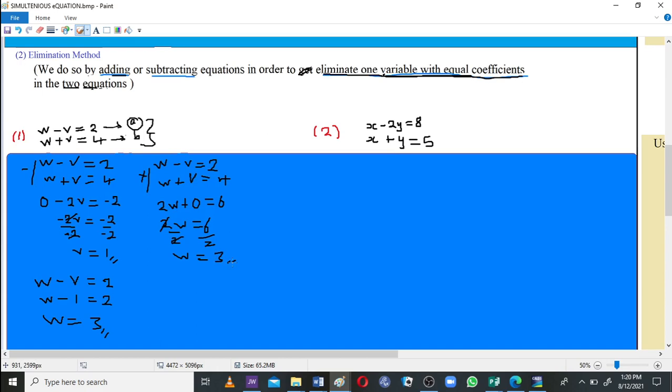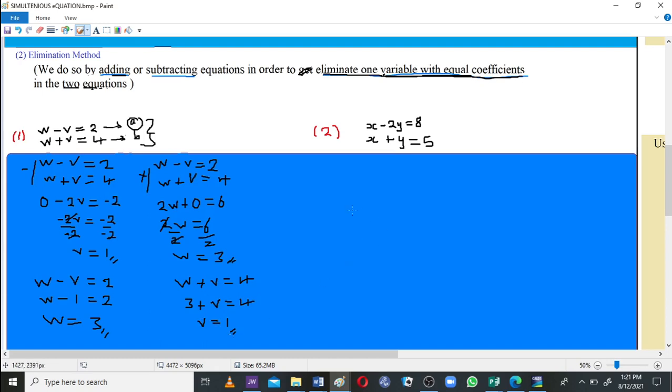So whether you decide to add or subtract here in order to eliminate one variable depends much on you, but you are going to find the same answers. Since we have w, we can substitute again in one of the equations so that we can solve for v. Let's get w plus v is equal to 4, and w is equal to 3, so we substitute w with 3 there, and that's equal to 4. So our v is going to be just 1, because that will be 4 minus 3, which gives us 1.